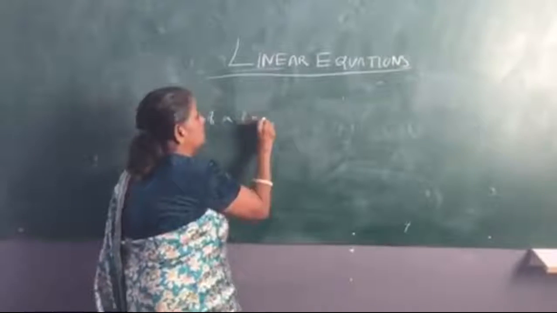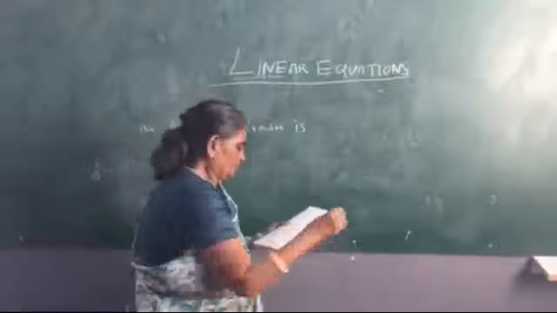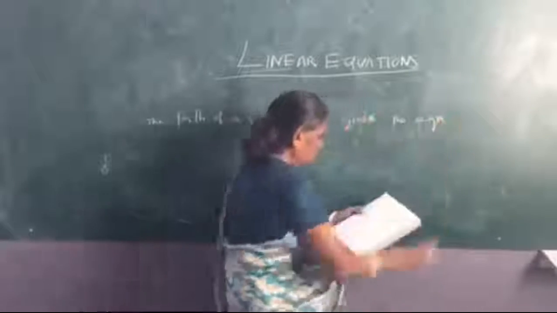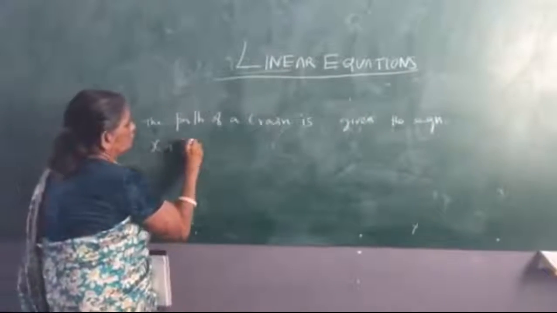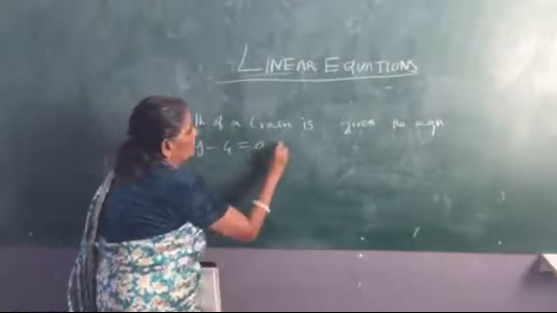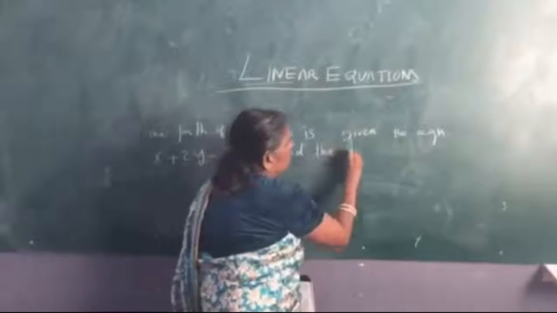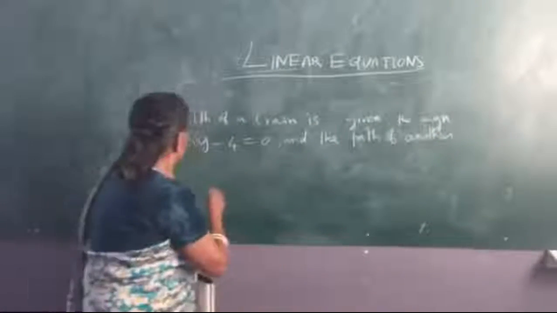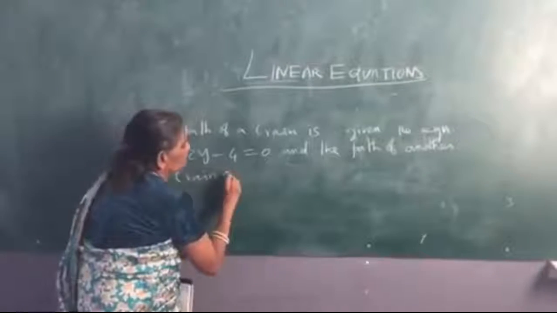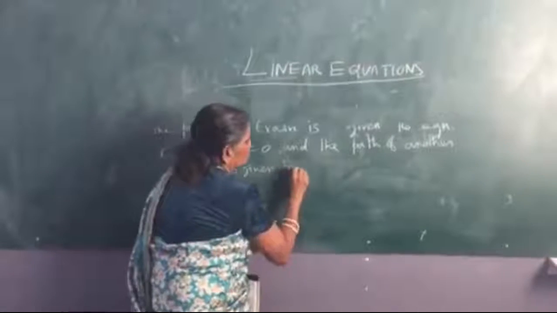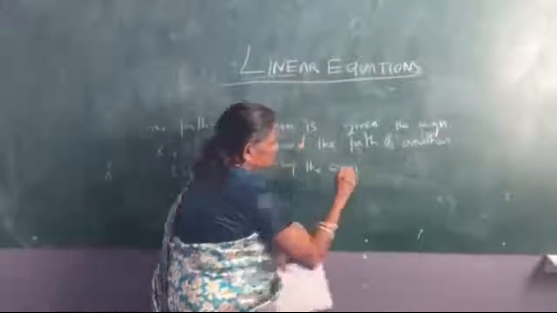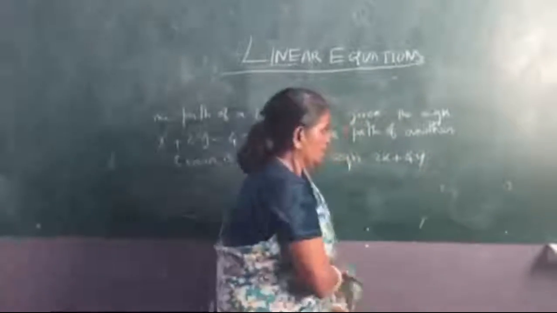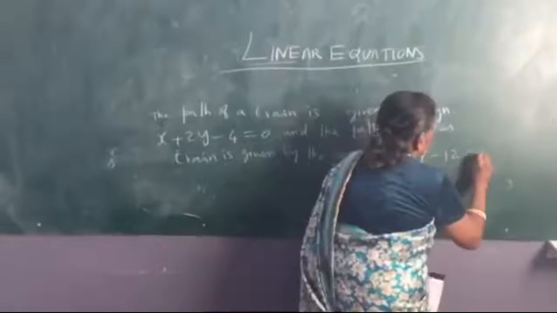The path of the train is given by the equation x plus 2y minus 4 is equal to 0, and the path of another train is given by the equation x plus 4y minus 12 is equal to 0.